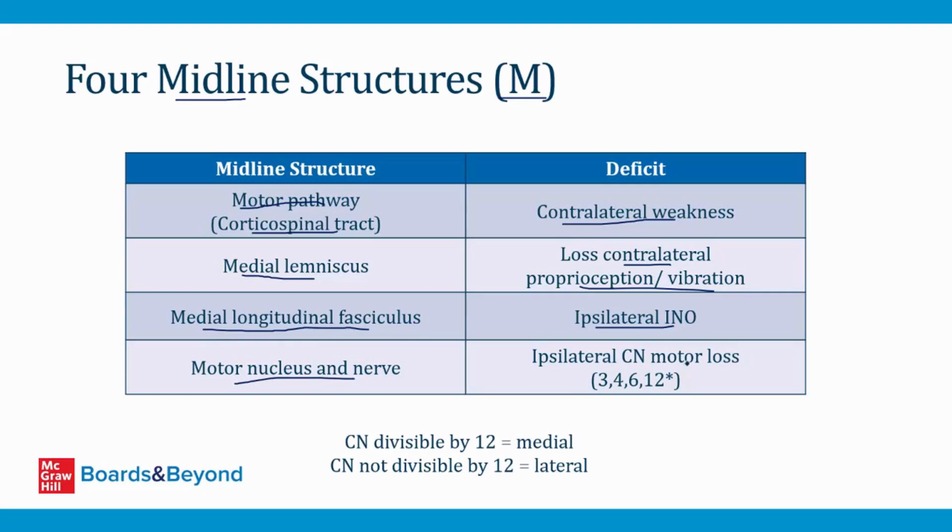This refers to cranial nerves that have midline nuclei. And remember, those are the ones that are divisible by 12. Those are medial. So lesions involving cranial nerves 3, 4, 6, or 12, these are all motor nucleus and nerve lesions that localize, according to the rule of fours, a brainstem lesion to the midline.